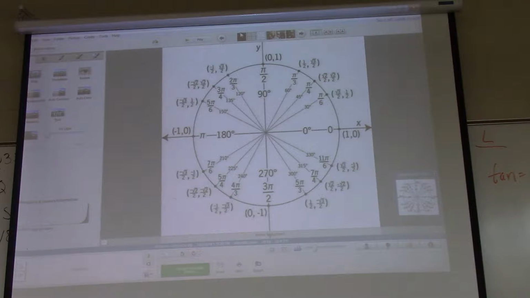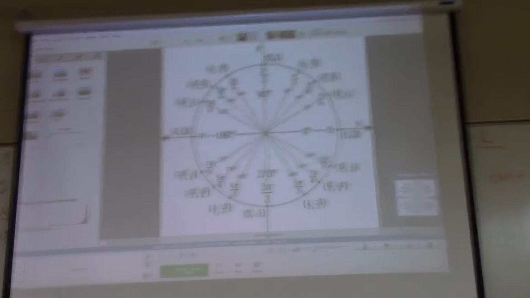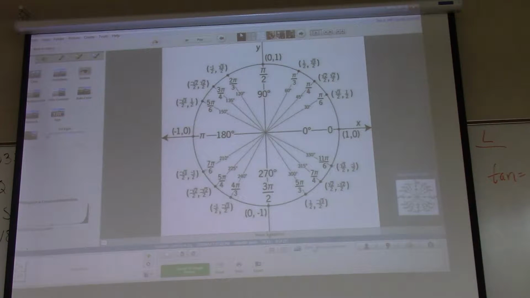No, it's nothing to do with the calculator at all. Use the points up there. I don't want a decimal answer. Use the points up there. Remember to divide fractions. You keep it, change it, flip it. That's all I'm asking you to do. What kind of points you got? Again, take the Y value at your point and divide it by the X value at your point.